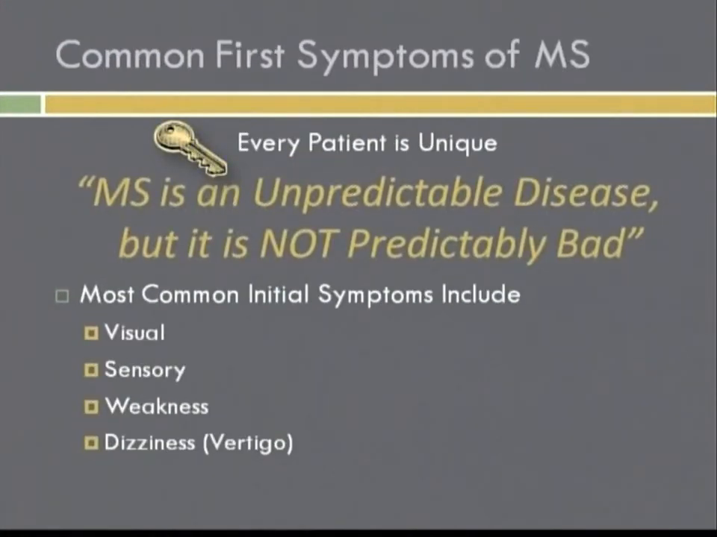So what are the common first symptoms of MS? It's important to know, and we stress in the MS Center, that every patient is different. If I went around the room, everybody would probably have a story that is unique from everybody else. But there are some common initial symptoms. And those include visual symptoms, either blurry vision in one eye or double vision, sensory symptoms, like numbness and tingling of an arm or leg, weakness, loss of strength in a limb, and then dizziness, and most commonly that would be vertigo.